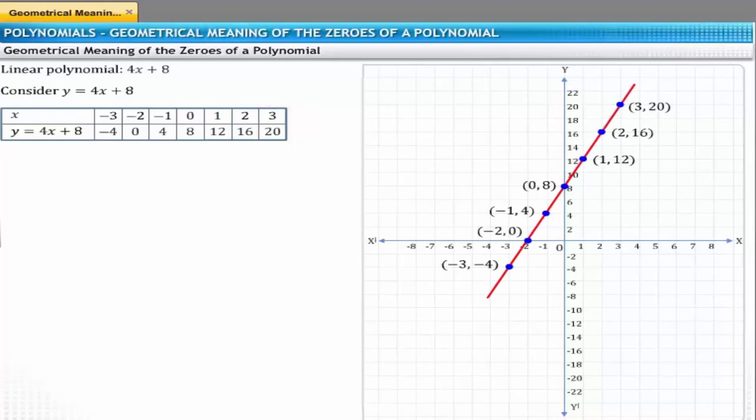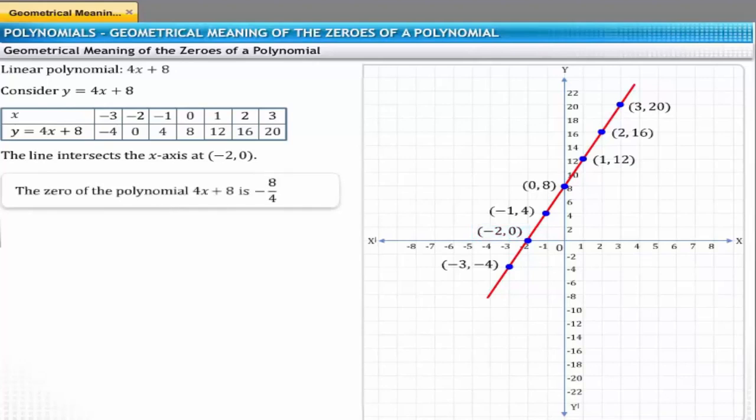On joining all these points, we get a straight line. As you can see, this line intersects the x-axis at the point (-2, 0). This means that the line intersects the x-axis when x is equal to -2. As per the definition of the zero of a polynomial, the zero of this linear polynomial is -8/4. This implies that the zero of this polynomial is -2.